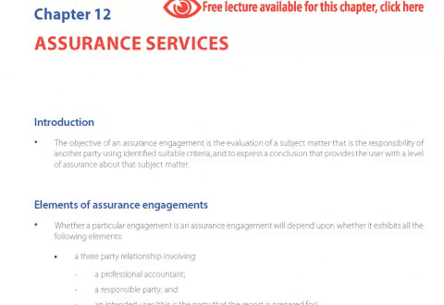Page 79. Chapter 12, Assurance Services. As a result of the Clarity Project, international standards on auditing are now separated into 5 distinct headings to give them standardization. What are those 5 headings? Introduction. Objectives. Then the definition. Then the requirements. And finally the application.